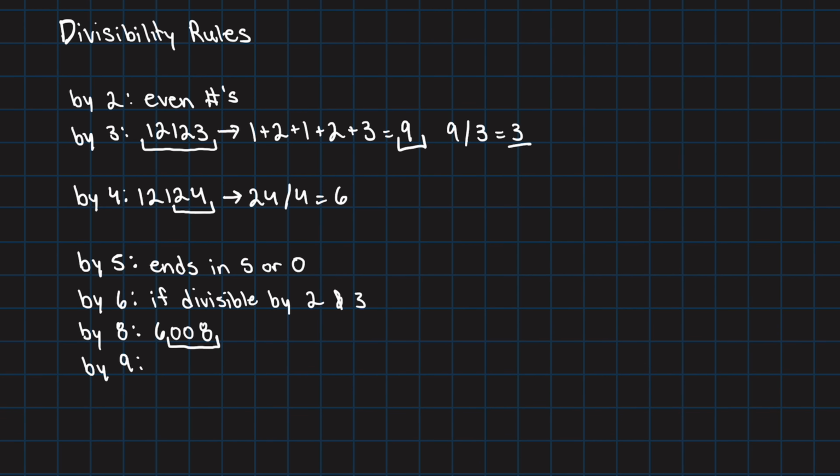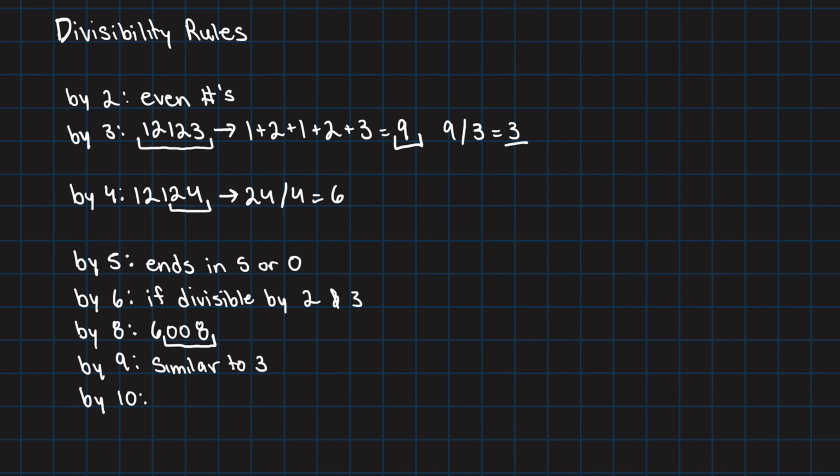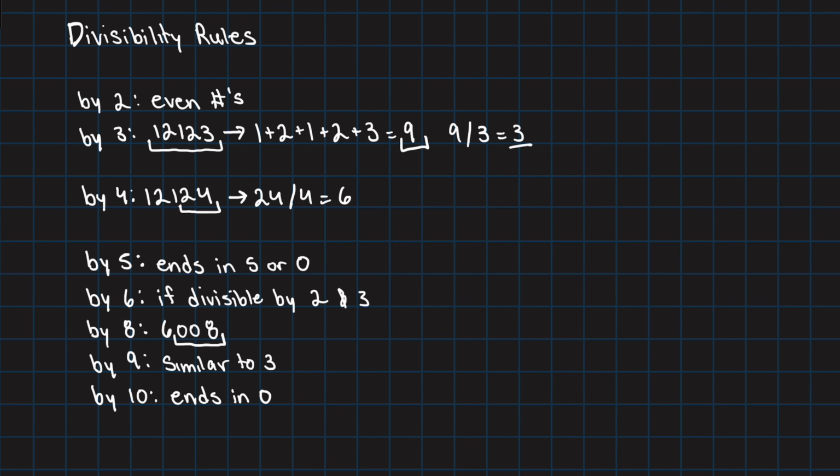And then divisibility by 9 is similar to the rule of divisibility by 3. It's just where you add up all the digits in the number and that sum is divisible by 9, then that entire number will also be divisible by 9. And divisibility by 10 is really simple. It's just if it ends in 0, it is divisible by 10. Now these are just tricks to help you learn what is divisible by each of these numbers listed. Okay, so now that you know this, we can move on to prime numbers.